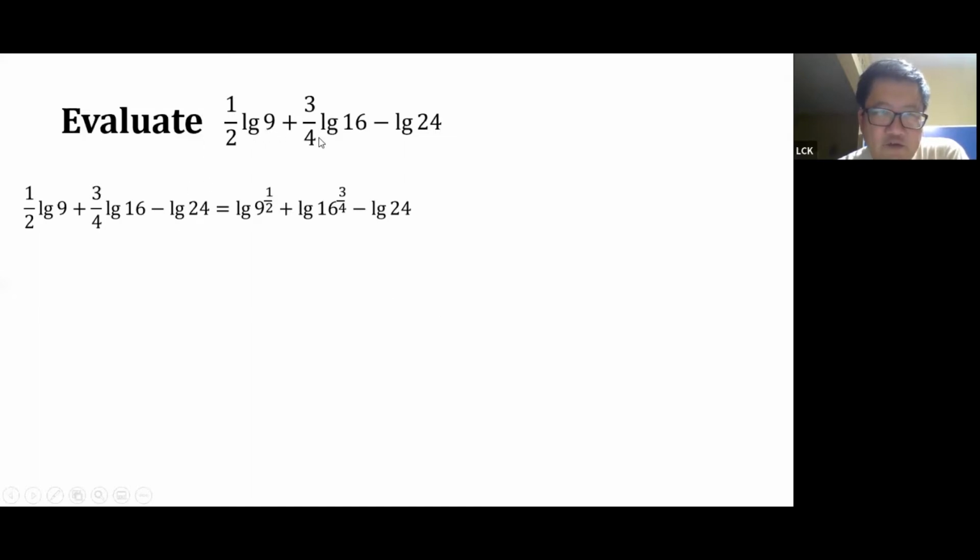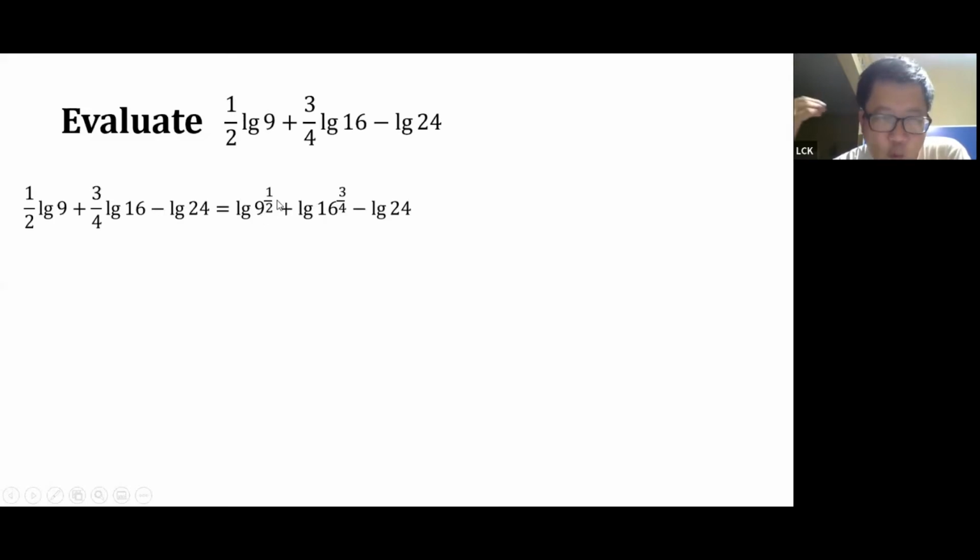So you have half log 9 plus 3/4 log 16 minus log 24. Now the first thing to do is just to bring up these powers. So it's log 9 to the power of half, log 16 to the power of 3/4, and log 24, nothing to do with that. That's already nice. So the first step is just to bring up these fractions, so 9 to the power of half, 16 to the power of 3/4.